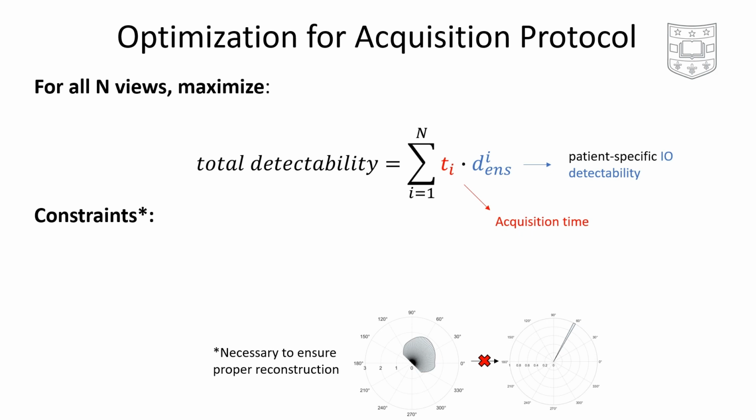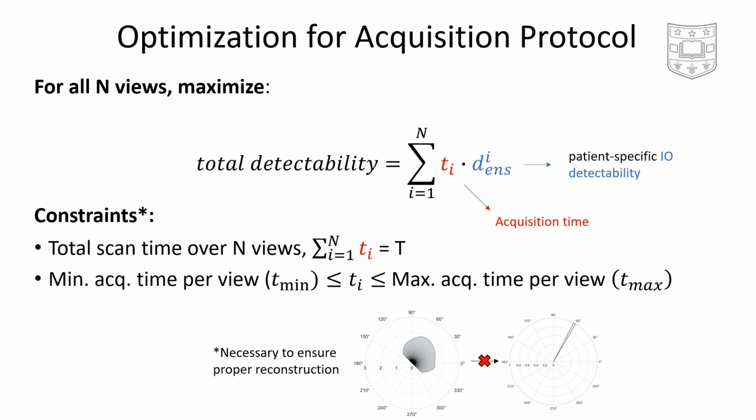Because we would like to have our images read in reconstructed form, we thus impose two constraints. One is that there is a total scan time over all n views of t, which is equivalent to that of a uniform or conventional protocol, in order to not give an unfair advantage. Additionally, we give a minimum and maximum acquisition time per view in order to ensure that no view gets too little or too much of the acquisition time.